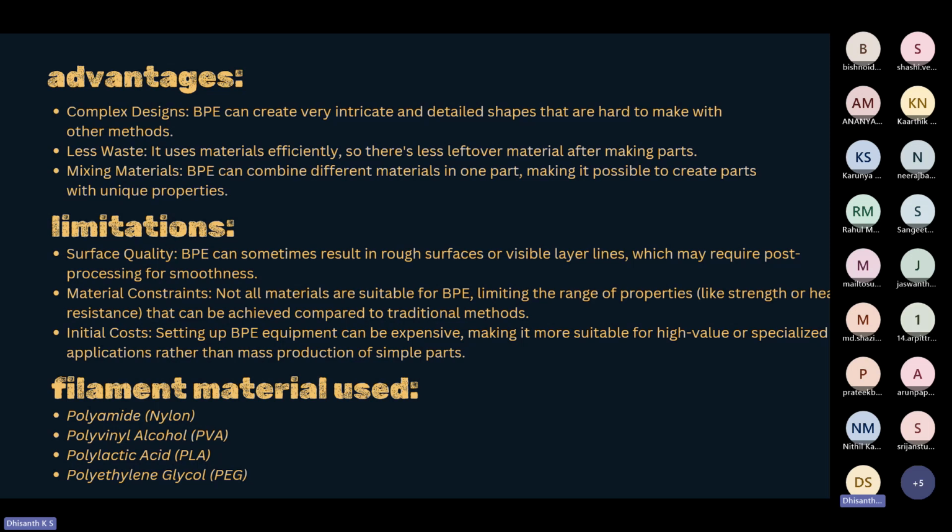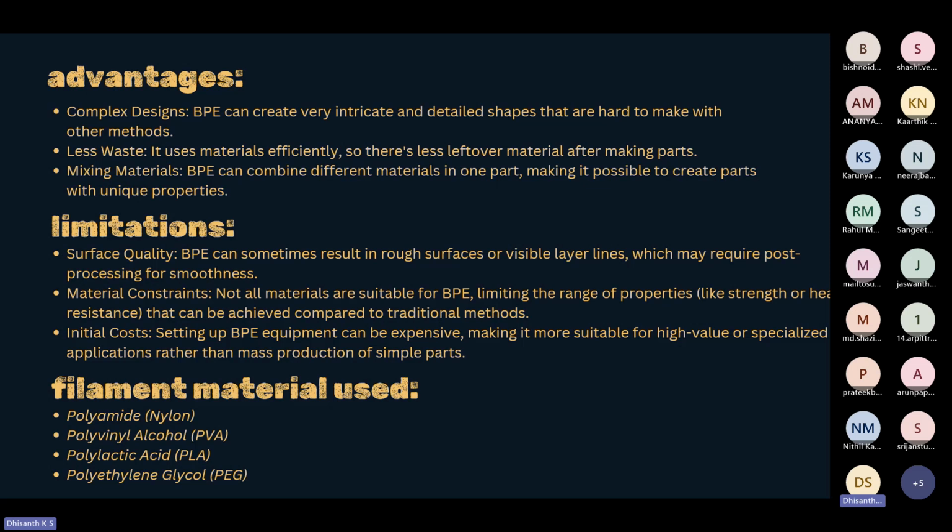This is because you want the metal to be made into a filament. Only some metals have the property to be made into a filament. So there are some material constraints in this method. And initial cost. Setting up BPE equipment can be expensive, making it more suitable for high value or specialized applications rather than mass production of simple parts. This type of 3D printing is used mainly for industrial purposes, and that too for high value or specialized applications, rather than mass production of industrial parts.